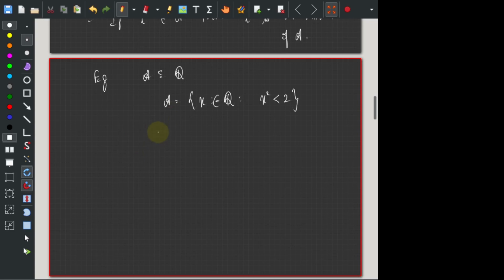So in the set of real numbers, the supremum of A is root 2. Does everyone agree with this? Any questions here? Okay, but now if my space is the set of all rational numbers, then what is the supremum of A?